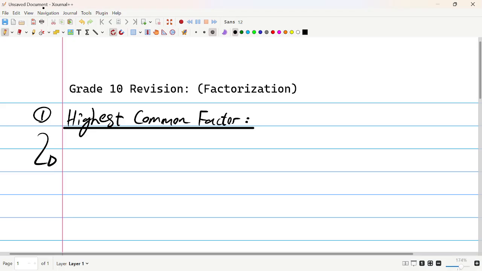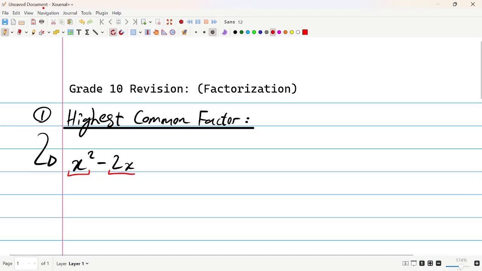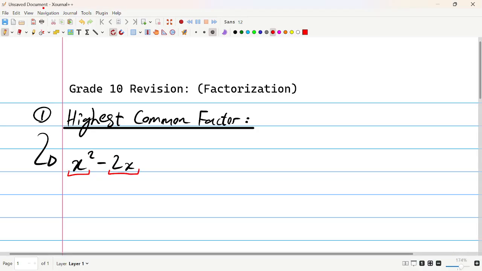So first things first, what if I were to give you a question such as x squared minus 2x? Now when we come to highest common factor, and I apologize for not pointing it out first, highest common factor is essentially when we see one thing that repeats itself in every single term. So take note that each and every single expression is going to be a term divided by either an addition sign or a subtraction sign.